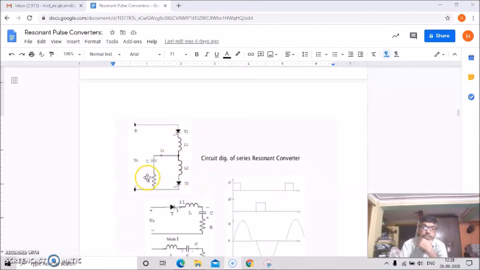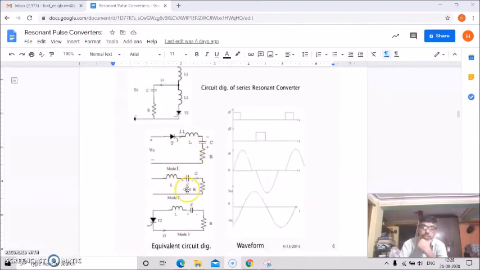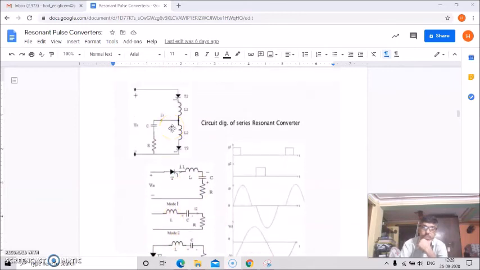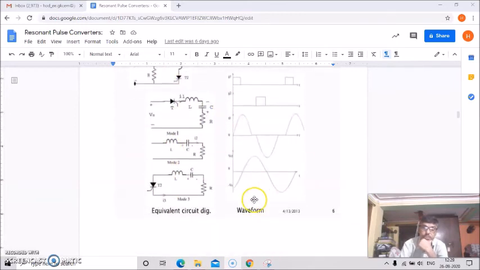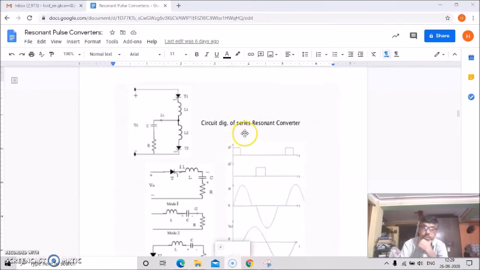And this is the basic circuit diagram of the series resonant converter, and these are the different modes: mode 1, mode 2, mode 3 operations. These are the equivalent circuits of the different modes of operation of this basic series resonant circuit. And these are the waveforms of the corresponding parameters, that is current, voltage, etc.